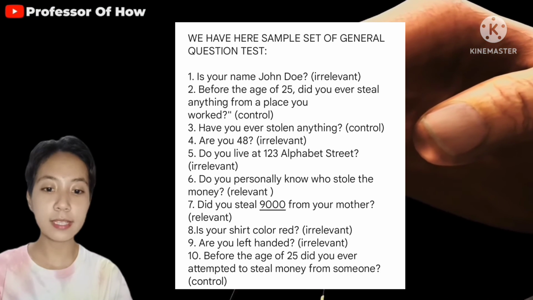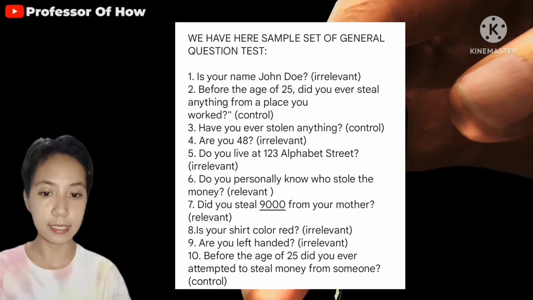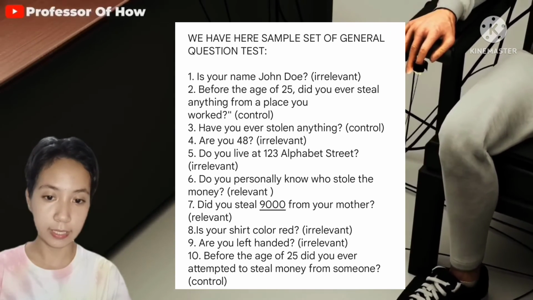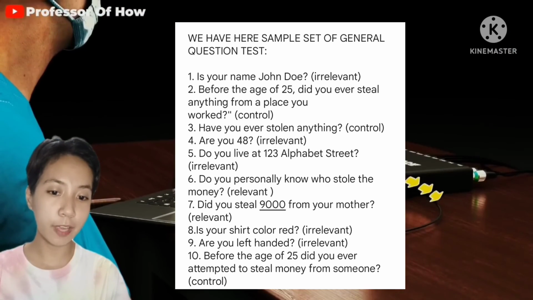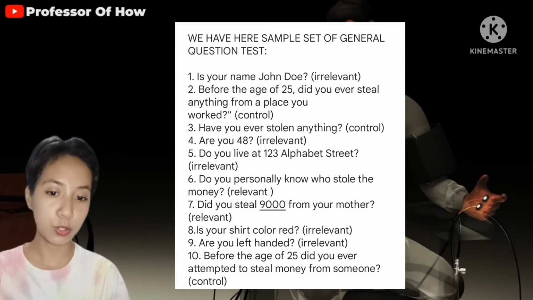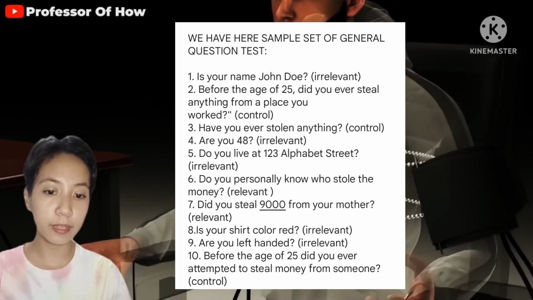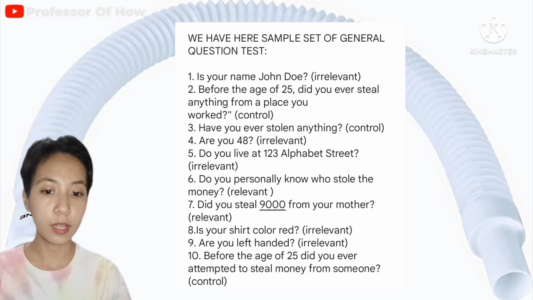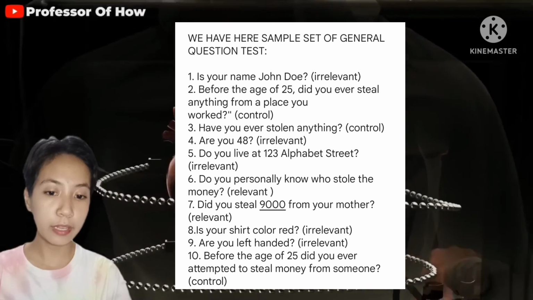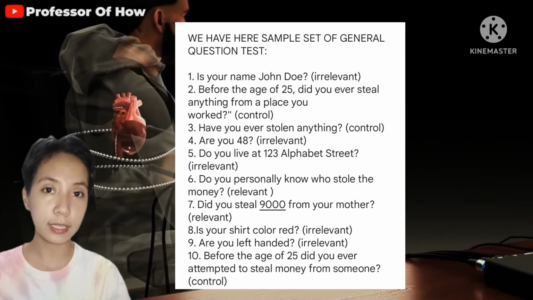Lastly, we have here a sample set of the general question test. Number 1. Is your name John Doe? Irrelevant. Before the age of 25, did you ever steal anything from a place where you worked? Control. Have you ever stolen anything? Control. Are you 48? Irrelevant. Do you live at 123 Alphabet Street? Irrelevant.